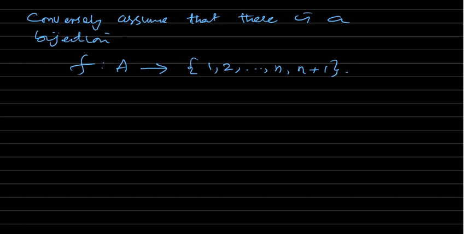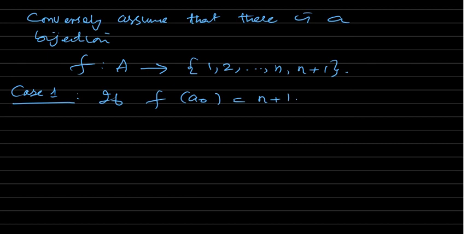So case 1, if f of a naught is equal to n plus 1, then there will be no other element in A whose image is n plus 1, because f is 1-1. So only a naught, then a naught is the only element having image n plus 1. Okay, this is it. So f of a naught is equal to n plus 1.